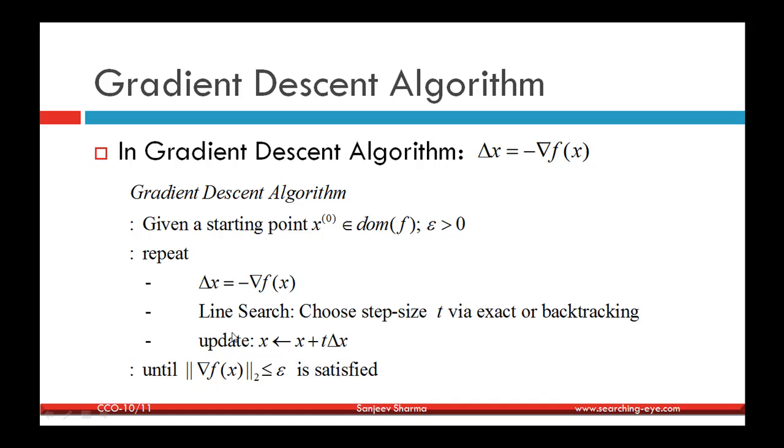Then finally we update x so that x takes the value x plus t delta x, and we repeat all these three steps until the norm of the gradient of the function is less than epsilon. If the gradient norm is less than epsilon, it means that we are very close to the optimum solution. In fact, we have found the epsilon suboptimal solution.